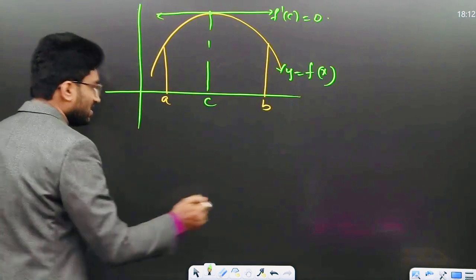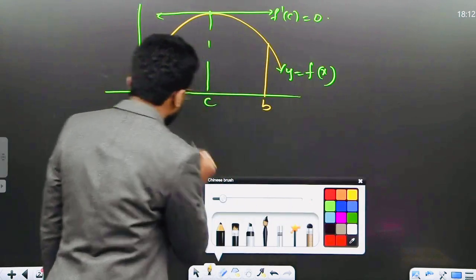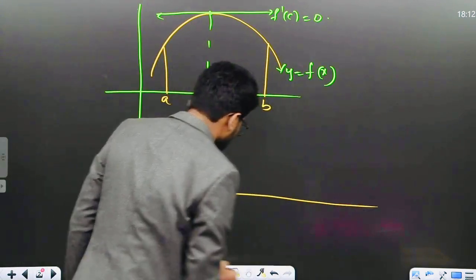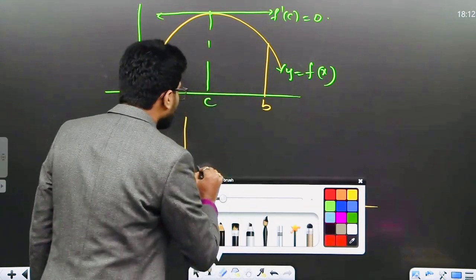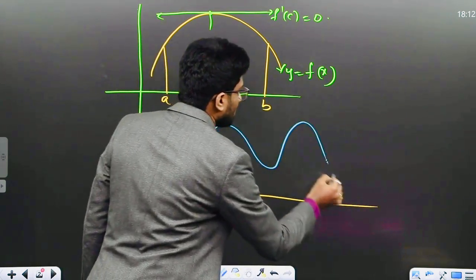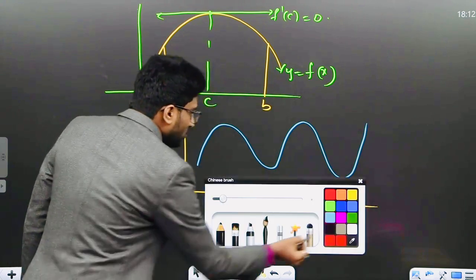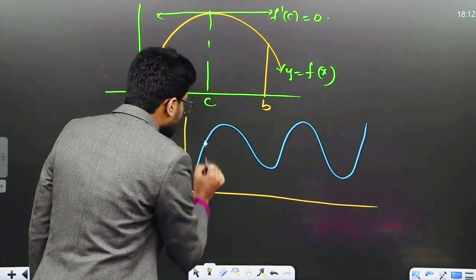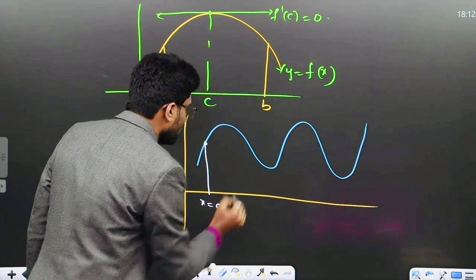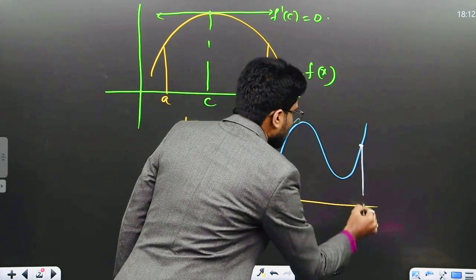Now if you understand the same, I'll draw one more graph. Let y is equals to f of x be some other curve. Now I am taking 2 points such that this is x is equals to a, somewhere here again x is equals to b.